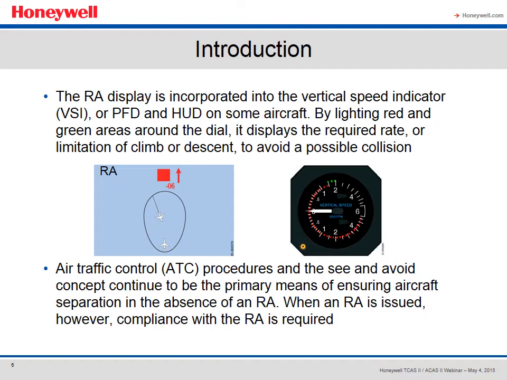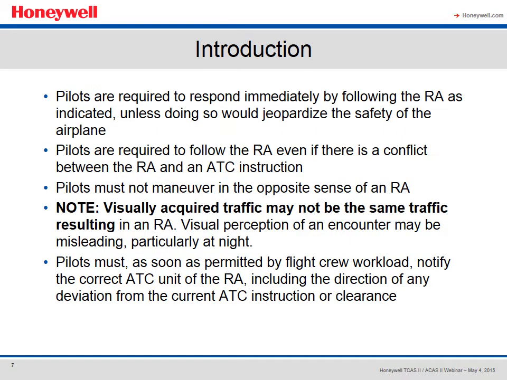As always, air traffic control procedures and the see and avoid concept remain the primary means of ensuring aircraft separation in the absence of a resolution advisory. However, when an RA is issued, compliance with the RA is required. Pilots must respond immediately by following the RA guidance as indicated, unless doing so would jeopardize the safety of the airplane. Follow the RA even if there's a conflict between the RA and the ATC instructions, and never maneuver in the opposite direction of the RA.